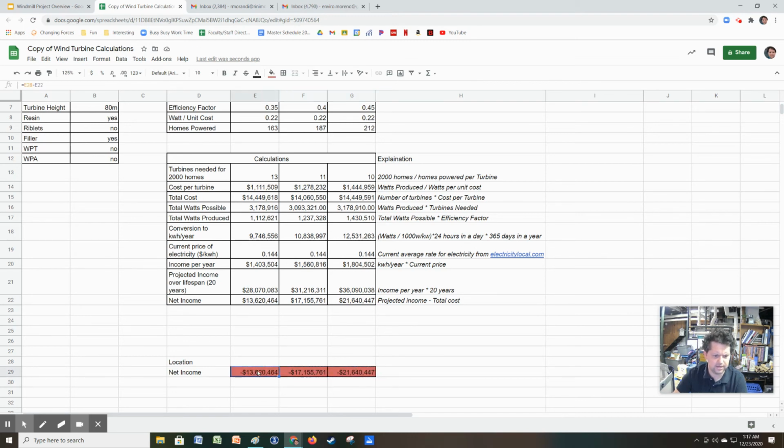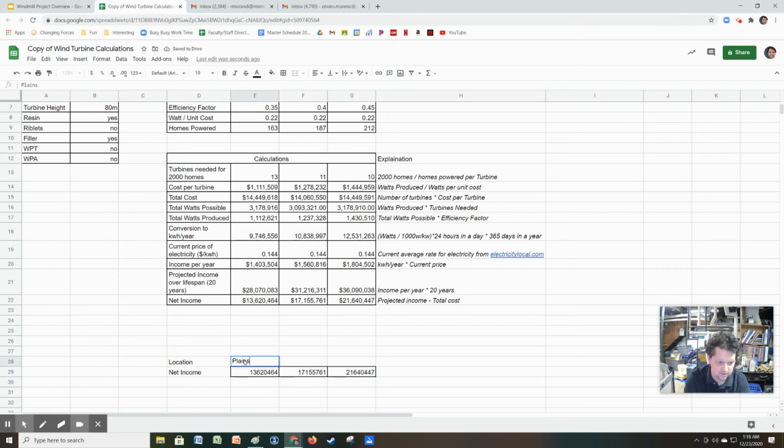Why did these turn negative? I see. It's got a formula in here. So I've got to actually come in and just type them in. 13,620,464. 17,155,761. And 21,640,447. And so now I've typed in those, and I think this was what? Plains, hills, and offshore.